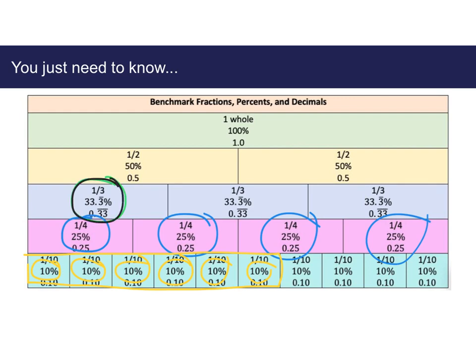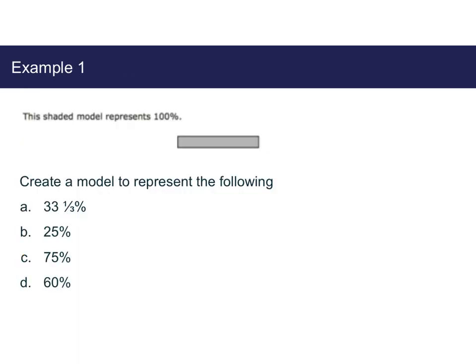Two thirds means I have a third here and a third here. So I'm looking at 1/3 plus 1/3, which is the same thing as 2/3. So all I need to do is add those percents together, 33.3 plus 33.3. So let's take a look at how we can start internalizing some of this stuff.